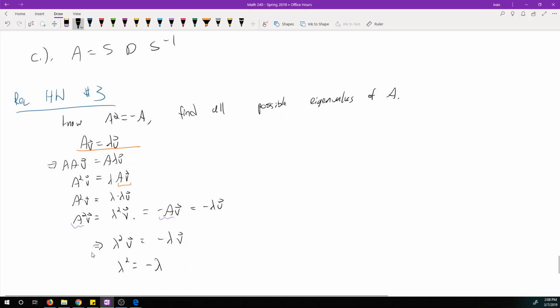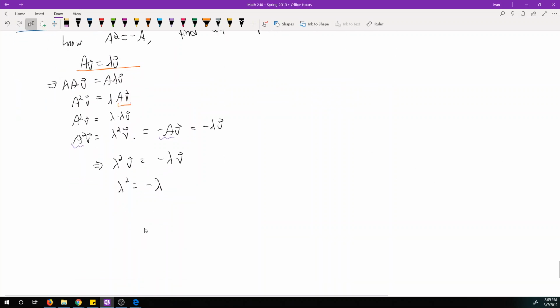So what are the possible eigenvalues for this? You just need to have something that satisfies this condition, right? If you do factor it over, lambda squared plus lambda is equal to 0. And so now the only eigenvalues that satisfy this, you can have lambda equals 0, or you can have lambda equal to, looks like, negative 1.